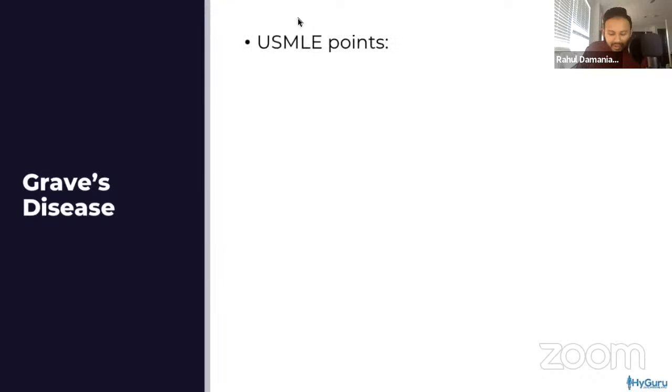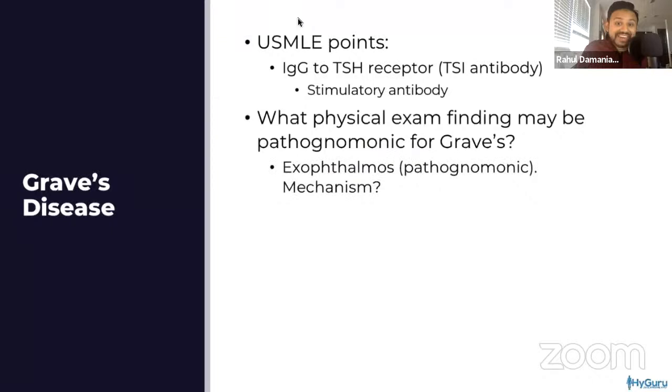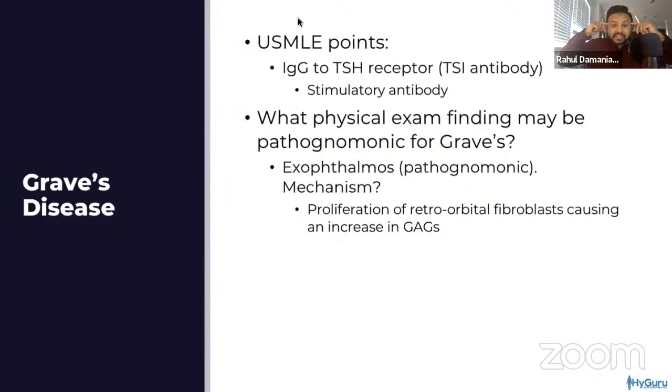Remember, we talked about diffuse uptake being characteristic for Graves' disease. Now, the USMLE points related to Graves' disease is that remember that this is an IgG that is stimulatory to the TSH receptor. What's important to find in Graves' disease is the exophthalmos. That's typically pathognomonic. And the mechanism is actually really important, and that is the proliferation of the retroorbital fibroblasts that then cause increase in glycosaminoglycans and cause the eyeball itself to bulge out. But that proliferation of retroorbital fibroblasts is exceedingly high yield.